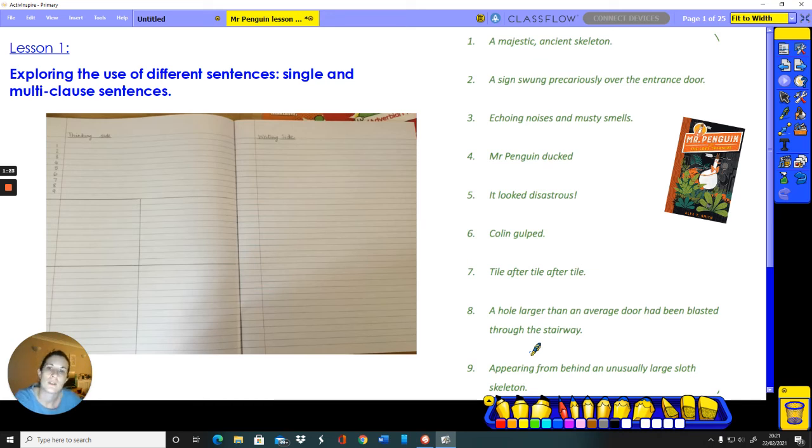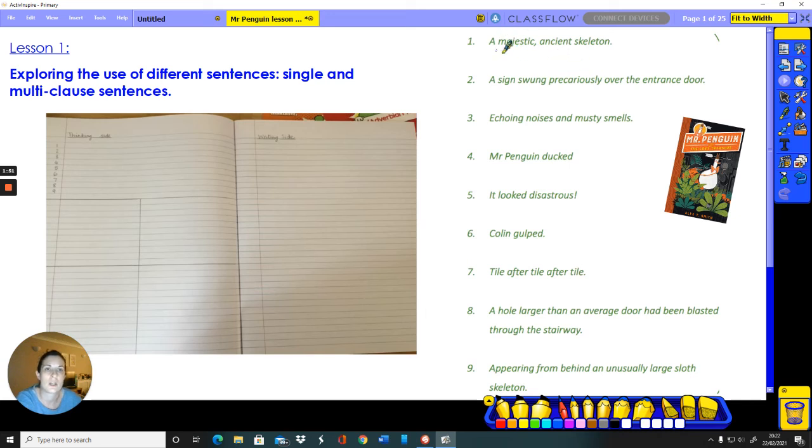Okay, so you've set up your book now, and we're going to look at clauses 1 to 9. Each one of these is a clause. Now, what we're actually going to be doing today is looking at different types of sentences. Single and multi-clause sentences. Before we do that, we need to remember what a sentence is and what a sentence has to have. So we're going to take number 1 to start with.